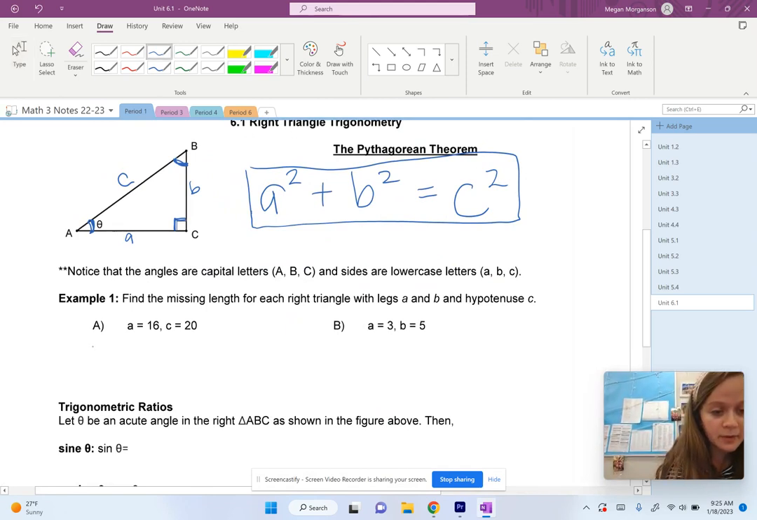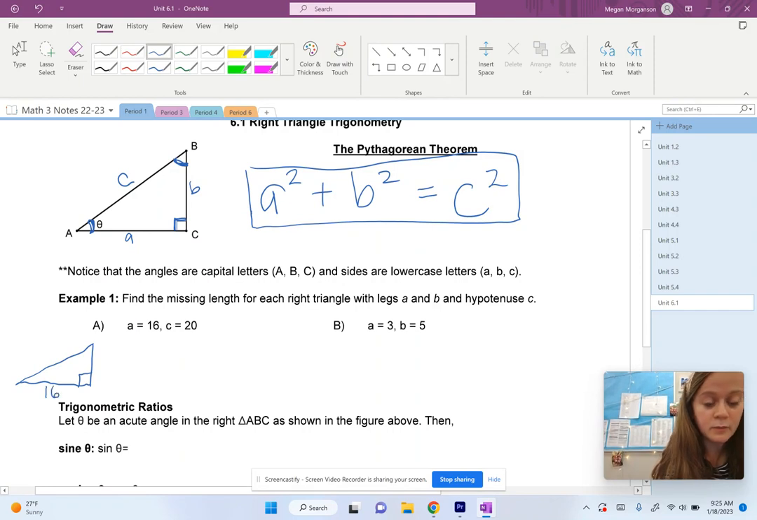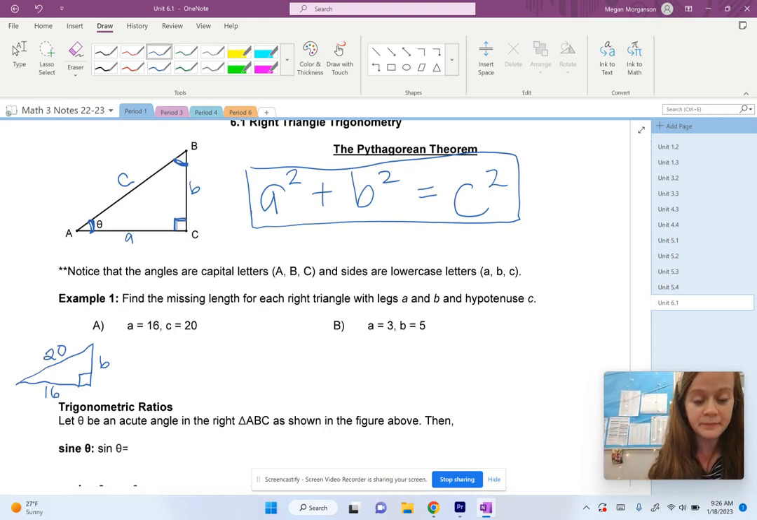So let's look down here at example 1a. It tells us in this example that we have a right triangle. I'm going to draw one right here. Side a is 16. I'm going to put that on this side. We don't know what side b is, so I'll put just a b here. And then side c, the hypotenuse, is 20. So I have all that information. I need to find the missing length. So I need to find b.